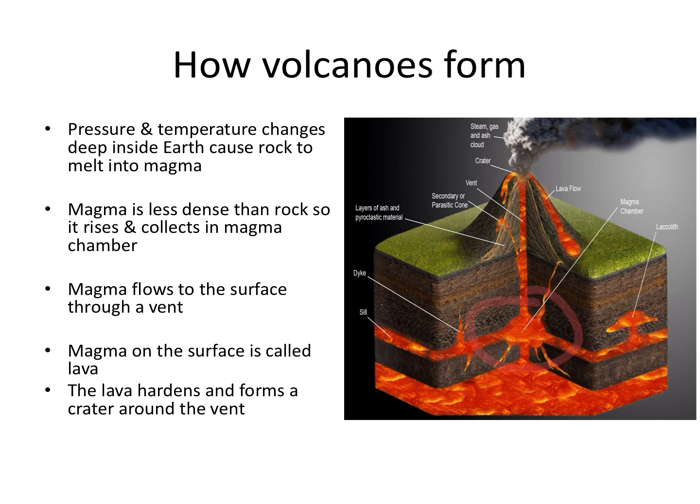When magma flows out to the surface through this vent here, it is called lava. Lava hardens and forms a crater around the vent. A crater is a steep-sided wall, basically, with an opening in the middle to the vent.